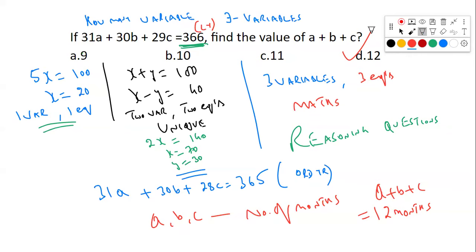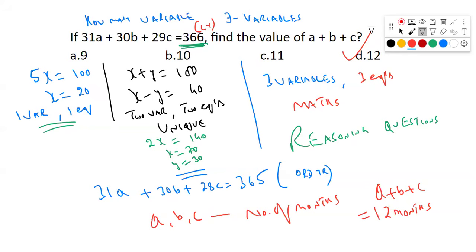So when I look at the numbers 31, 30, 29, 366, 366 is the number of days in a leap year, that is one calendar year. In a leap year, you have 366. A few months have 31 days, a few months have 30 days, and one month will have 29. So if I sum up, it should be equal to 366. So A, B, C are months here.